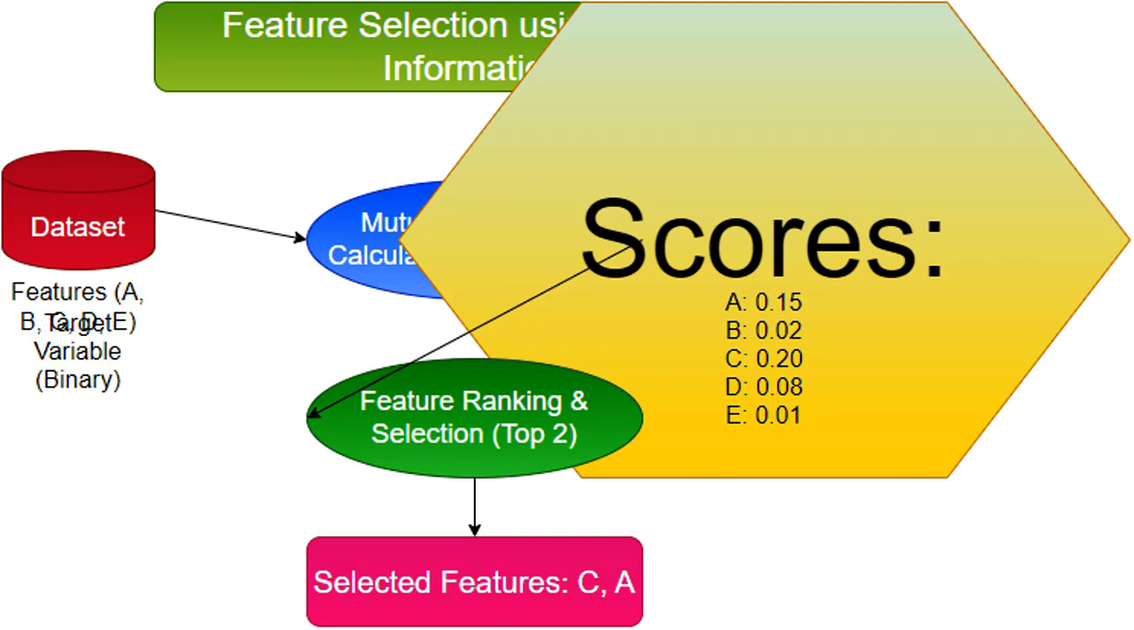After sorting the features by their mutual information scores, features C and A have the highest scores, 0.20 and 0.15, so I selected them. These are the two features I would keep in my model because they are the best predictors of the binary outcome.